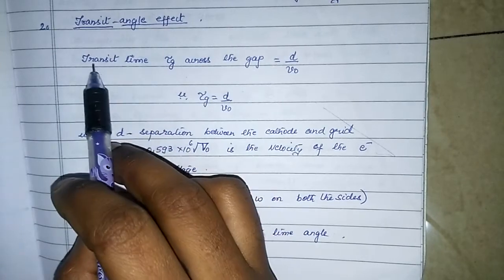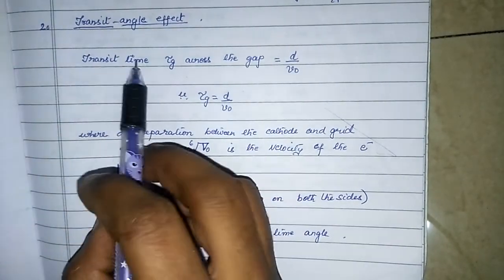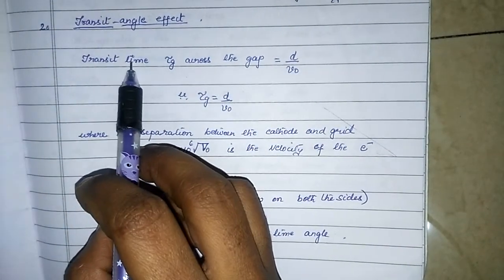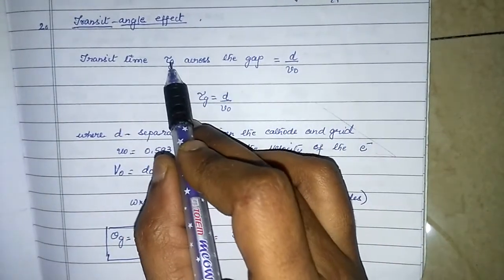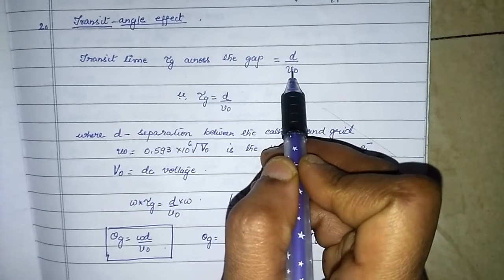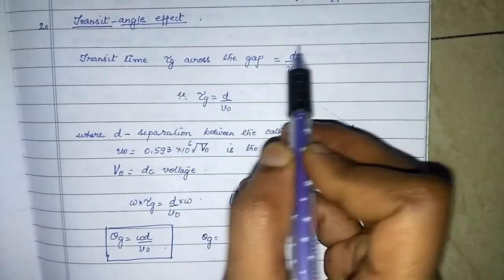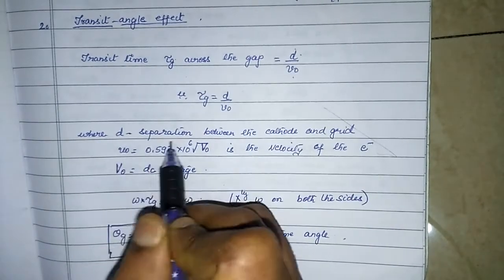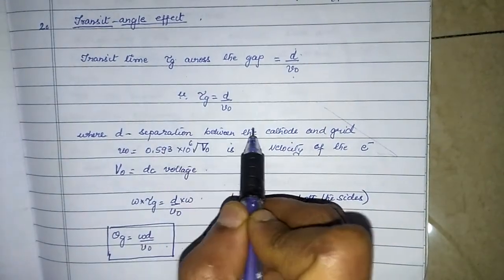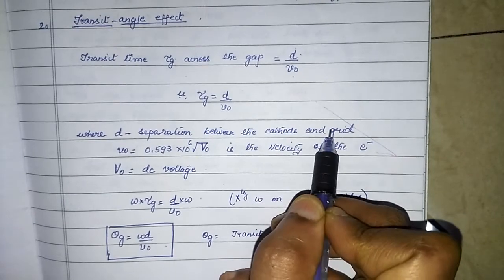Now what is this transit time? Transit time means time taken to travel. From where to where? You all know that velocity is equal to distance by time, so time is equal to distance by velocity. So which is this distance? This distance is nothing but the separation between the cathode and the grid.